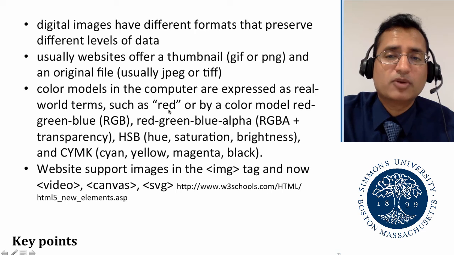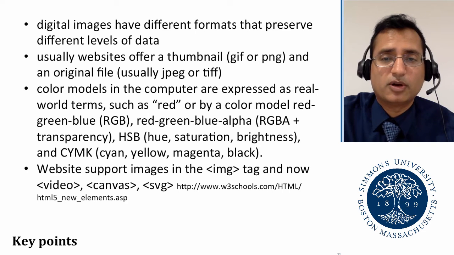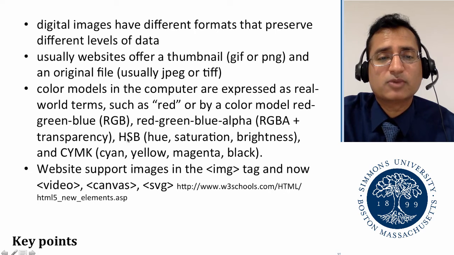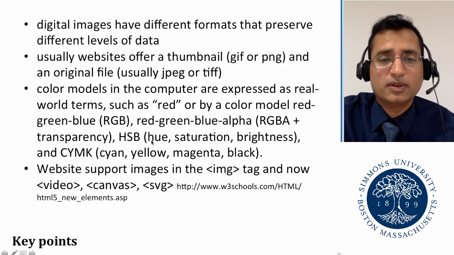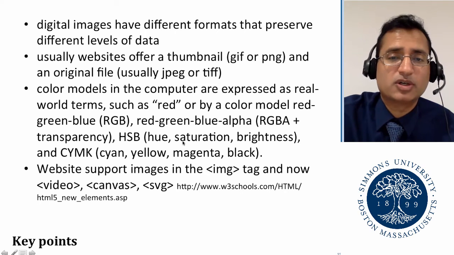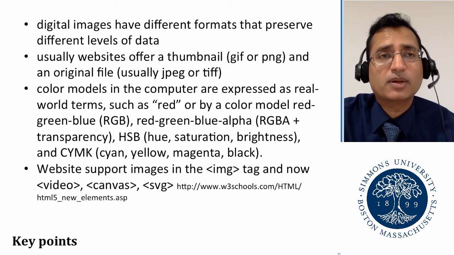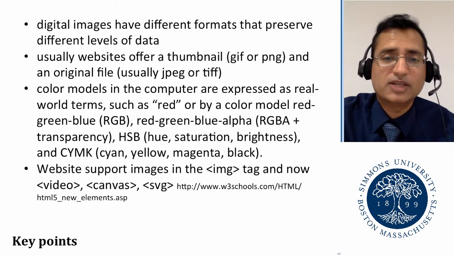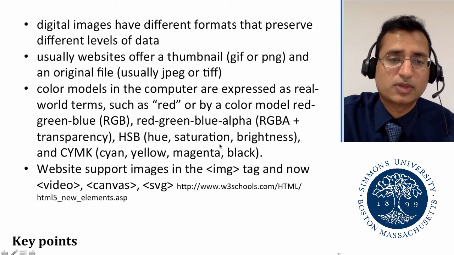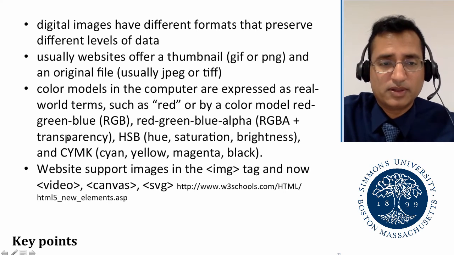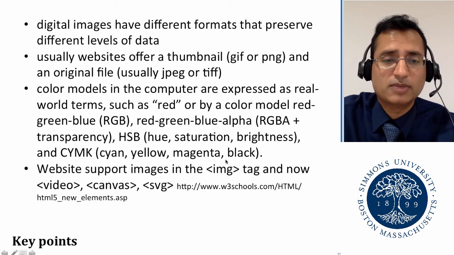And color models in the computer are expressed as real-world terms such as red, or by a color model red, green, blue, or red, green, blue, alpha, or also in terms of hue, saturation, and brightness. This is mostly used by photographers, where you can change the hue, you get different shades of the color. Saturation is whether more saturated means the colors are really bright. They look like a deeper orange or a deeper red or a deeper green. But if they're less saturated, they go more towards grayscale or black and white. And then you can increase their brightness and contrast as well. And here you have the CMYK format, which is cyan, magenta, yellow, and black.